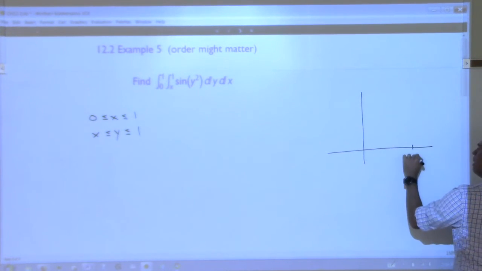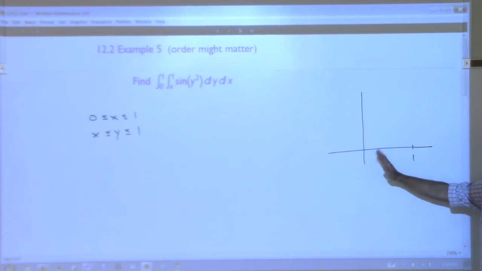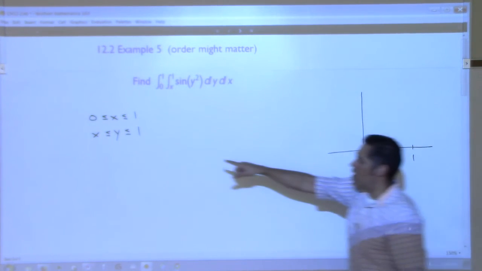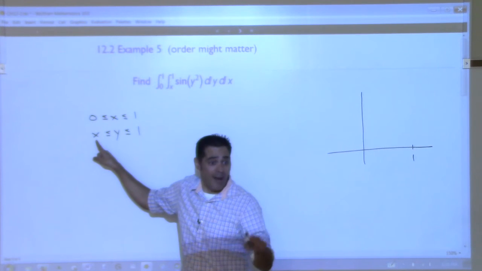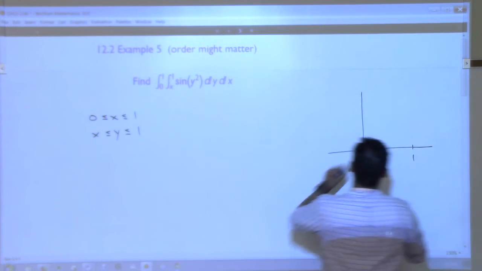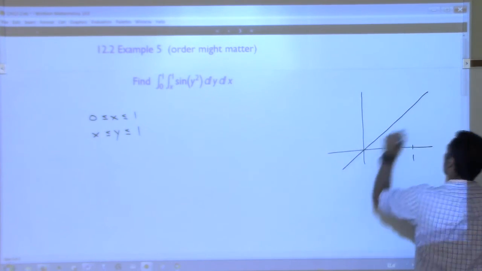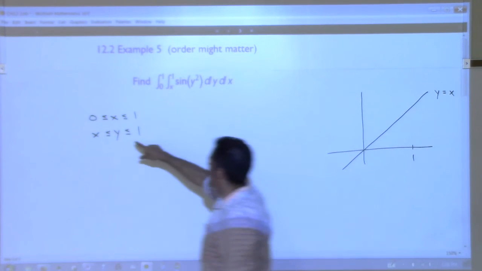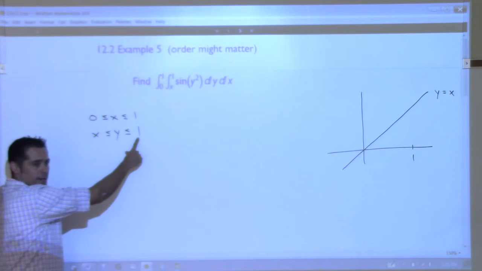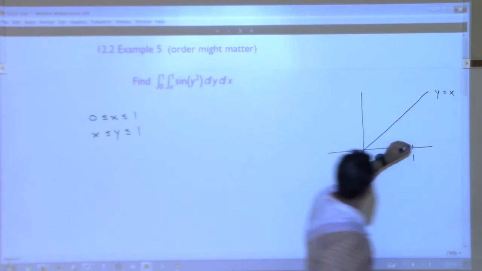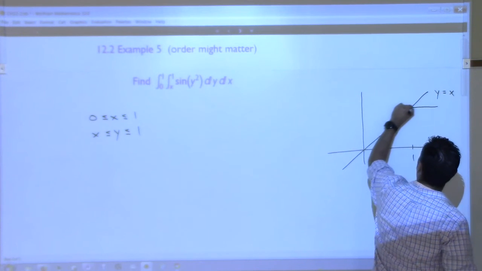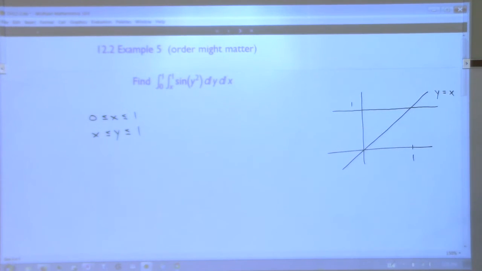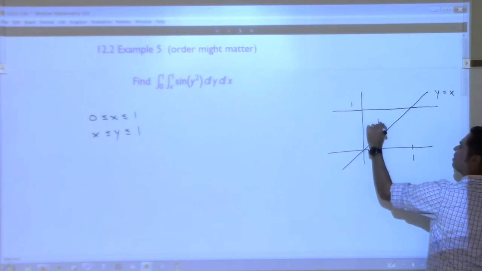x goes between 0 and 1, right? But our y is between two functions. The lower one is x. That's y equals x, right? So that's this line. And then the upper restriction on y is the constant 1, which would be that line right there, 1. Agree? Yes. Okay, so this is our region of integration right there.